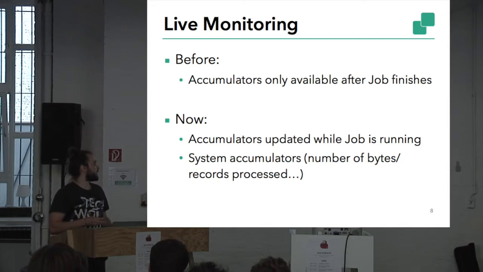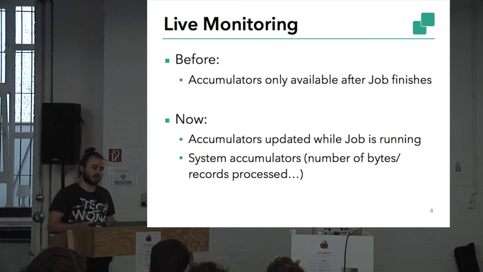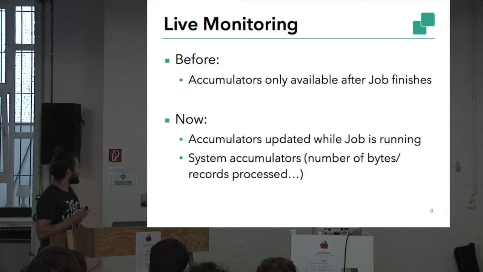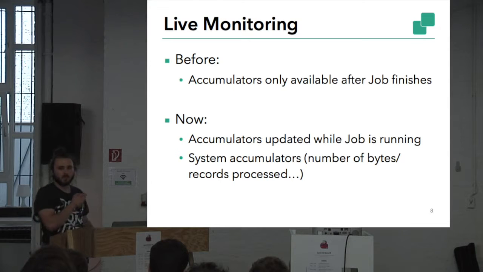But now, if you have a streaming job, this is running forever, and then you never finish. So you want to have these accumulators updated live as the streaming job is running, and you want to have statistics on how many bytes the operators process, how many elements they see, how much they emit, and so on. So that is why this is an important feature for streaming jobs. As I said before, they were only available after the job is finished, but now the accumulators are updated live while the job is running. And we added some system accumulators, about the number of bytes processed and the number of elements processed and so on.